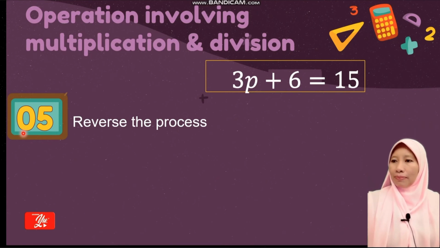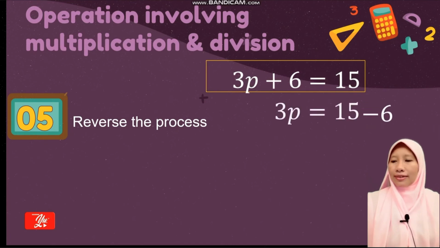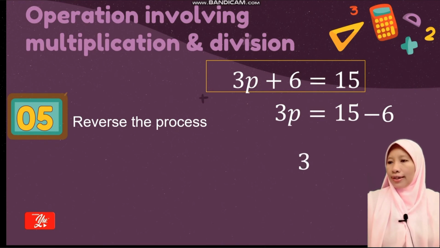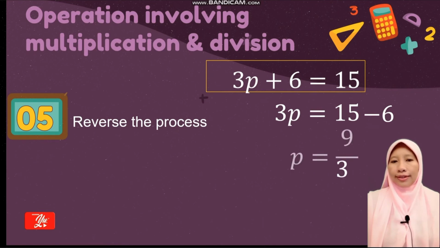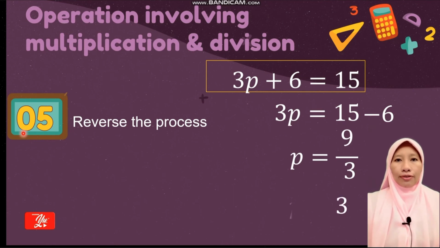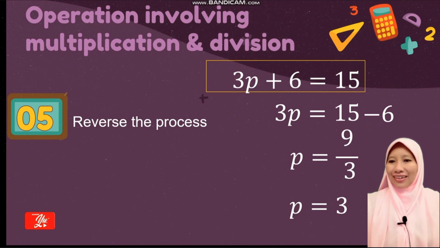Alright, 3p plus 6 equals 15. Reverse the process. 3p equals 15 minus 6. 15 minus 6 is 9. 3p equals 9. So p equals, we divide. When we reverse the process on the right hand side, 3 becomes divide. 9 divide 3, p equals 3. Is that clear?